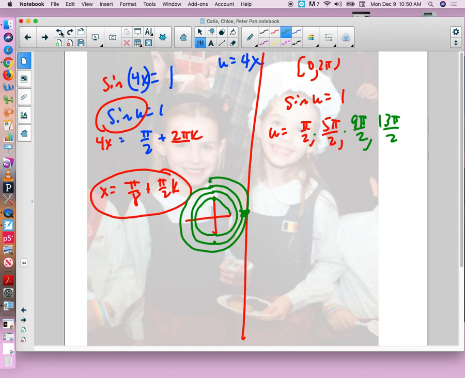All right, now Lindsay's already noticed that I've gone too far, but I'm about to take u out and put what back in? 4x. So I'm going to divide them all by 4 now, and I get pi over 8, 5 pi over 8, or multiplying by 1/4. Are y'all okay with that? 9 pi over 8, and 13 pi over 8.